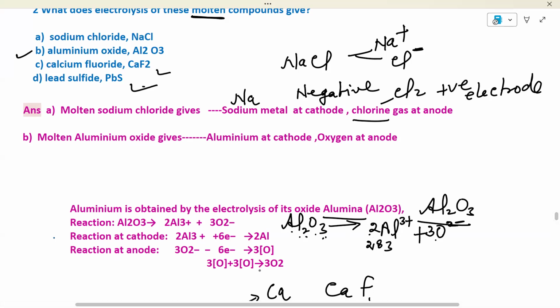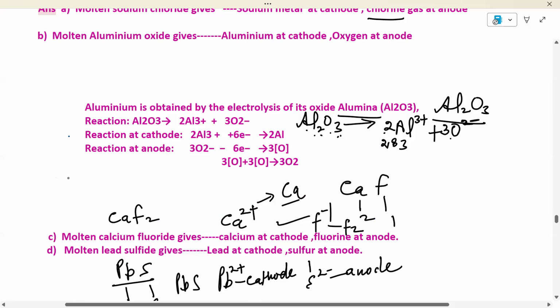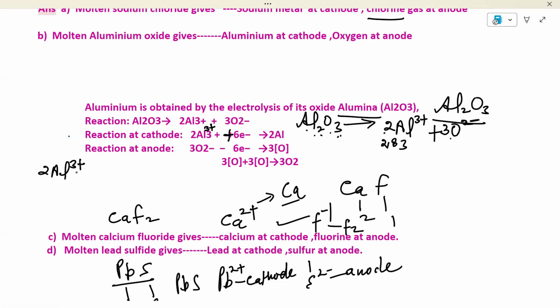See the reaction at the cathode. Look here, we need to correct it. It is 2Al3+, with the charge on the upper side, right? Plus 6 electrons. It means we need to add 6 electrons to get aluminium metal. Aluminium cation means it has already given 3 electrons. That's why it is a cation.